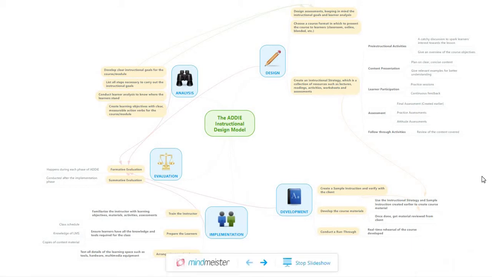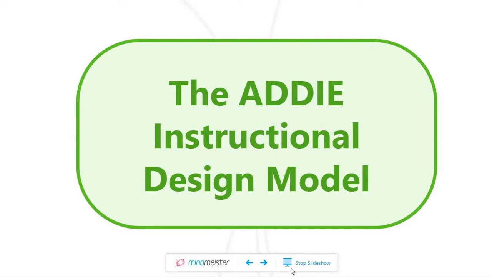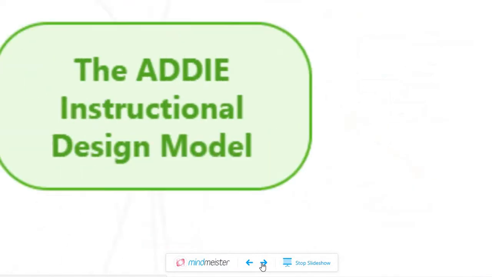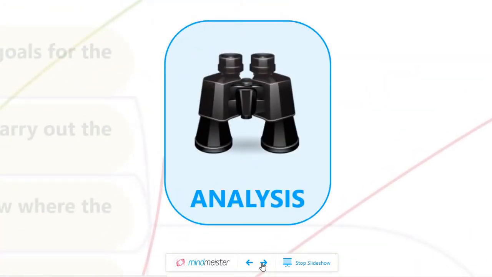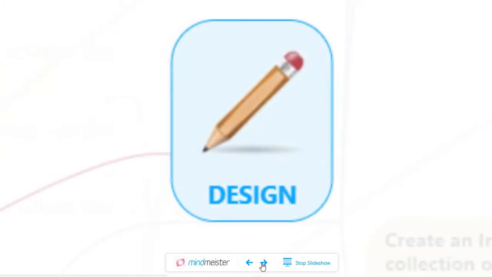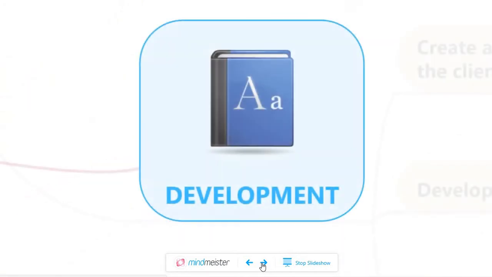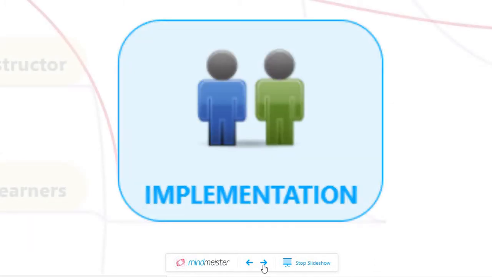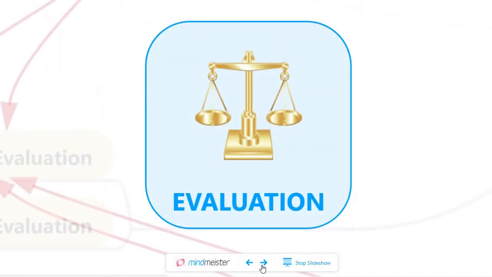Now, the ADDIE model is actually made up of 5 steps or 5 phases, and these 5 phases are what the name ADDIE is based on. So now let's move ahead to the ADDIE Instructional Design Model and its different phases. So the first phase of the ADDIE model is the analysis phase. Then comes the design phase. Then comes the development phase. Then comes the implementation phase. And finally comes the evaluation phase.